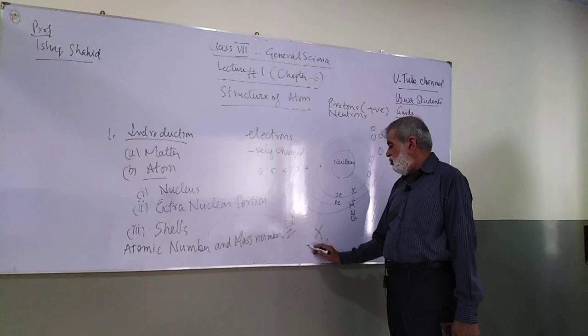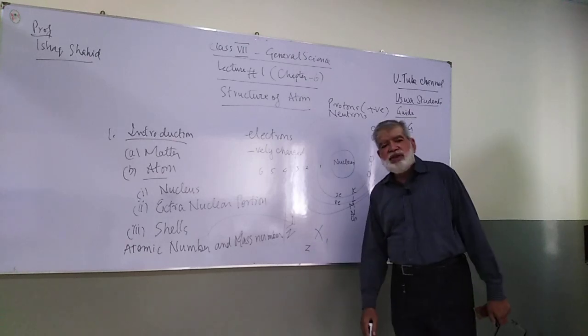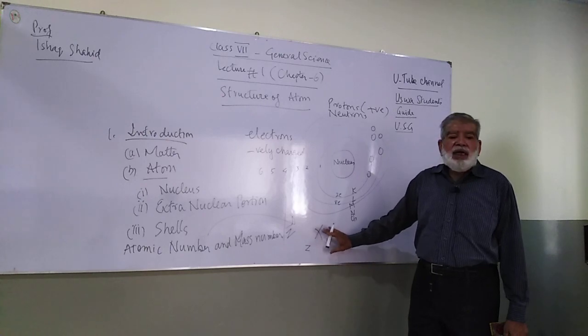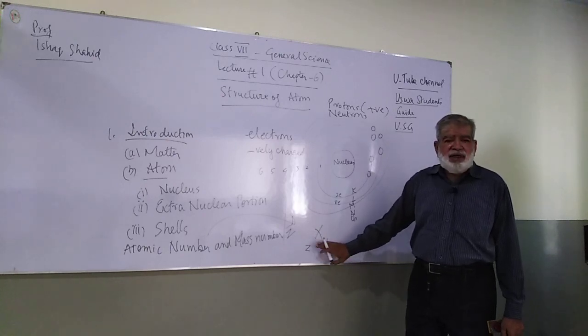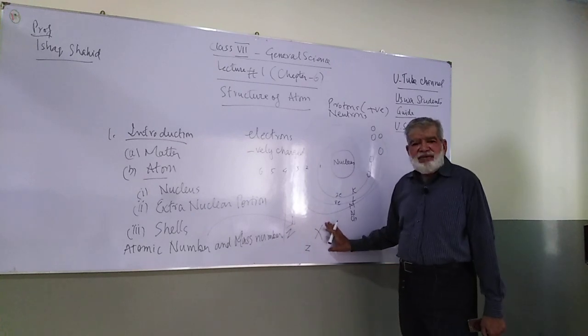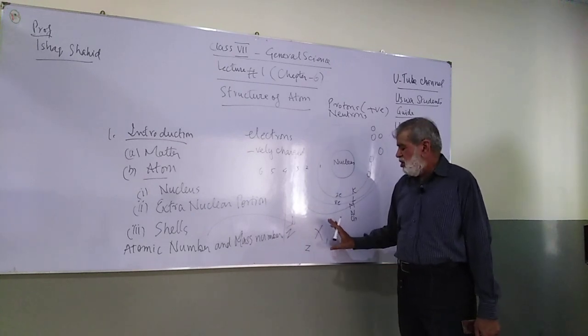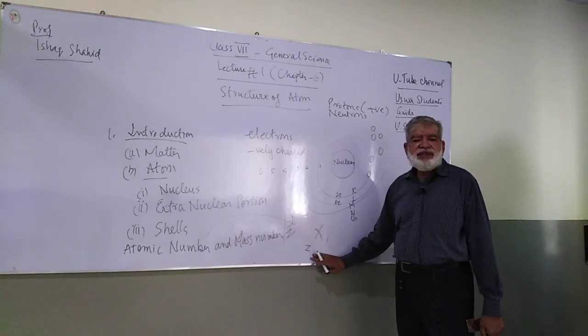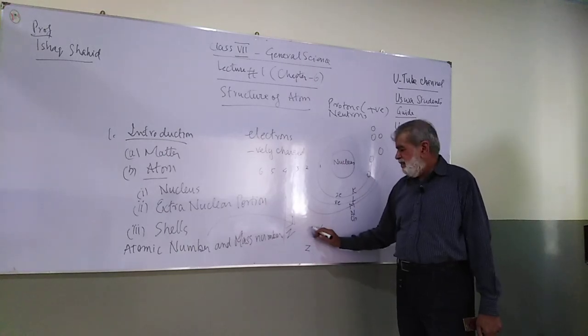It's a normal practice in science to write the atomic number in the subscript of the element. X is the element, say oxygen or carbon or hydrogen, and the atomic number Z is noted here.